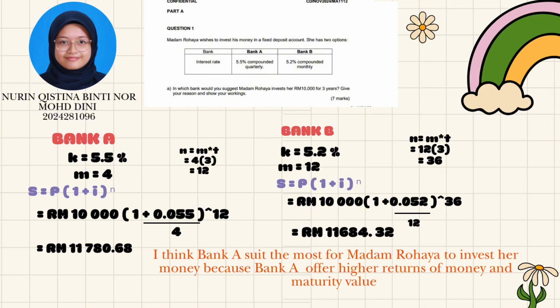For Bank B, we still use the same formula to find the future value, which is S equals P(1 + i) to the power of n, which is RM 10,000 multiplied by (1 + 0.052 divided by 12) to the power of n, which is 36. And the final answer will be RM 11,684.32. I think Bank A will be suited for Madam Rohaya to invest her money because Bank A offers higher returns of money and maturity value.